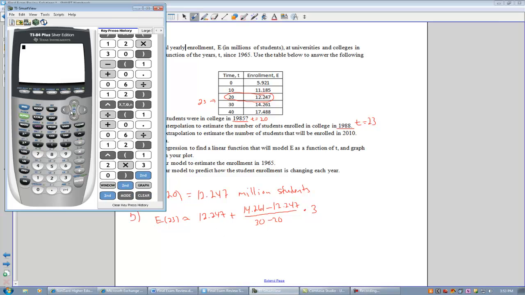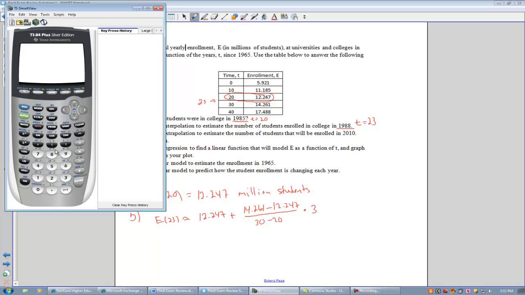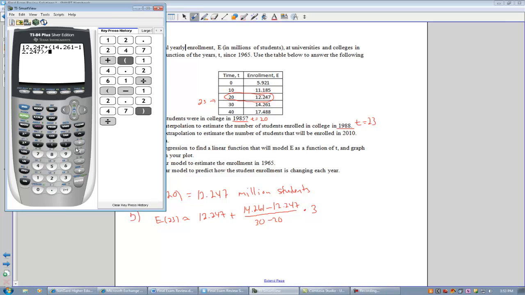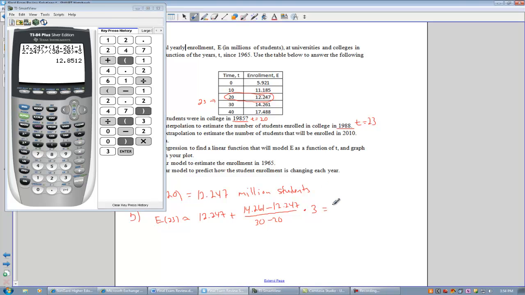And so on my calculator, I can crunch this. So I'll just clear the screen. And what I can do is take 12.247, and I'll add left parenthesis 14.261, not divide by, but minus, right, 12.247, in parenthesis, now divided by left parenthesis 30 minus 20. And this is all times then 3 there. And hit enter, and out pops this answer. So this is equal to then 12.8512 million students.